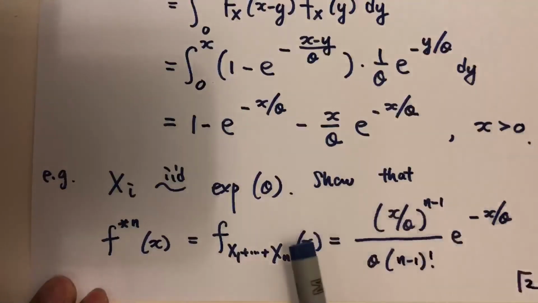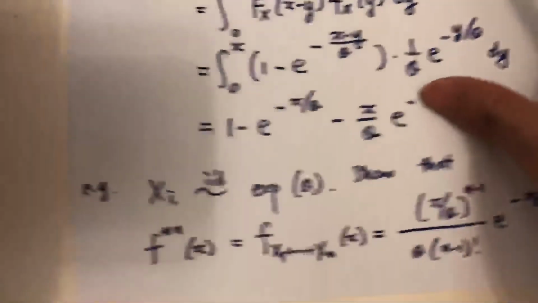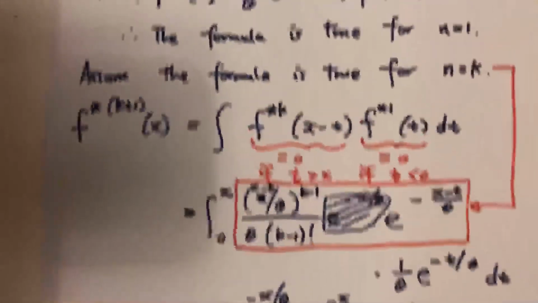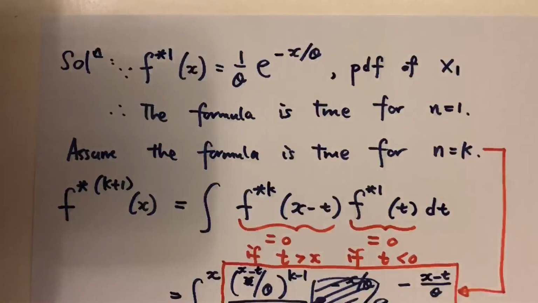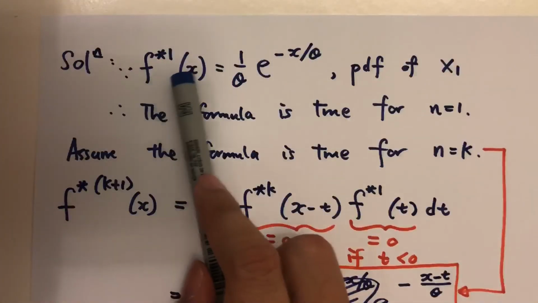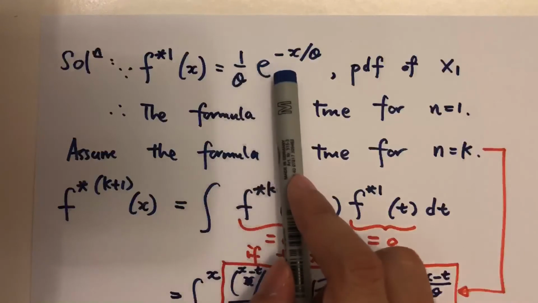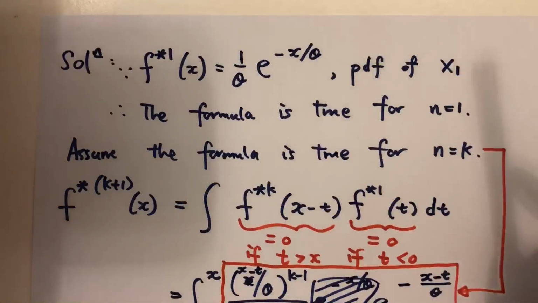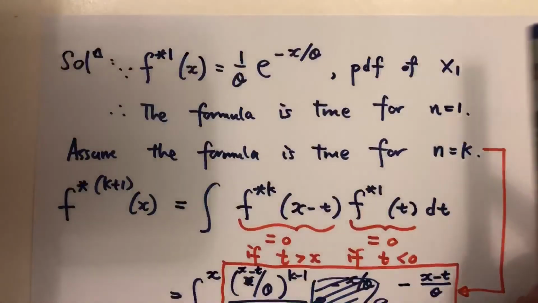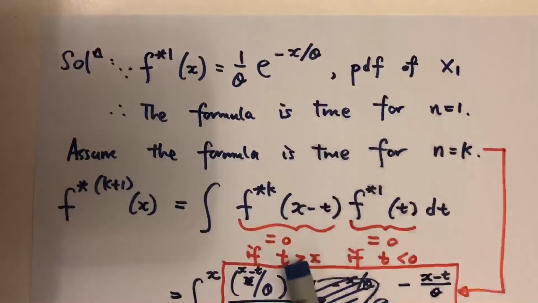Because we want to show this is true for all n, it's natural to consider using induction. We first check whether the formula is true when n equals 1. If we put n equals 1 in the formula, it gives us 1 over theta times exponential of negative x over theta, which is of course the PDF of one X. Therefore, the formula is true for n equals 1.